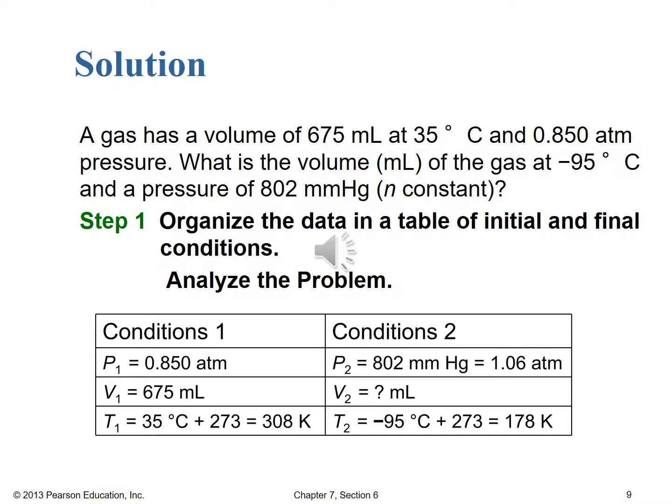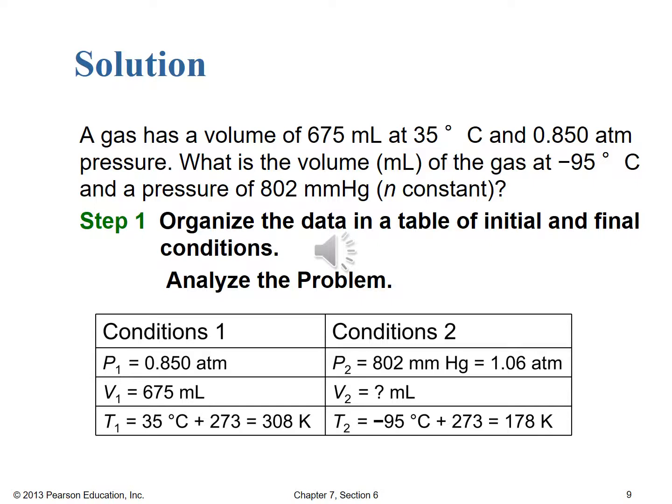V2, you don't know what it is, but fortunately you need it in milliliters, and since V1's in milliliters, if you do everything else right, you should end up with V2 in milliliters. T2, minus 95 degrees Celsius when converted into Kelvin gives us 178 K.